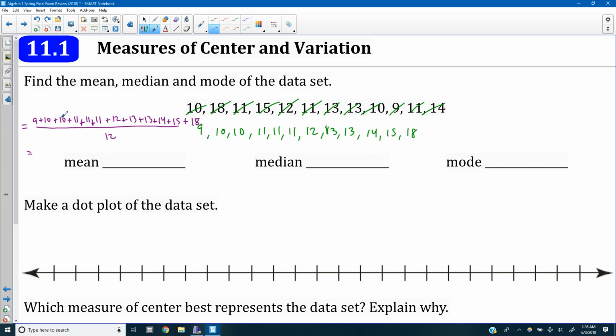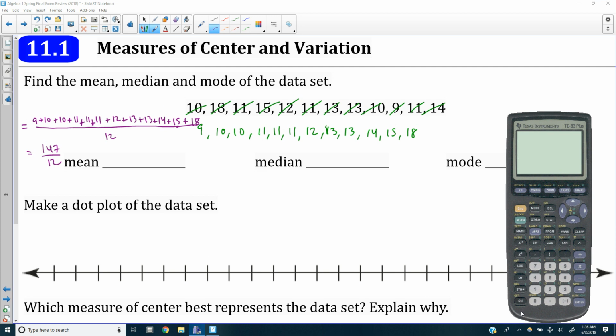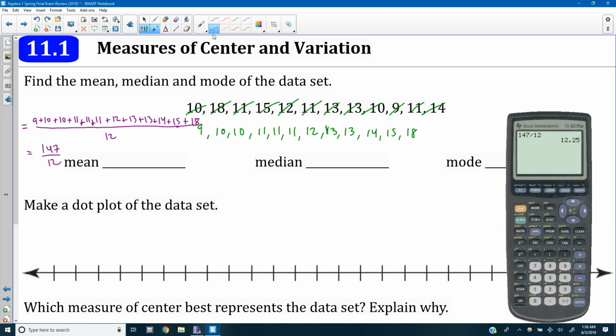So that's going to be 19, 29, 40, 51, 62, 74. I better not mess this up. 74, 87, 100, 114, 129, 147. 147 over 12. Now I'm going to go to the calculator because I was saying I don't have one. I just meant I'm not using one. So here we go. Let's do 147 divided by 12. We're going to get 12.25. So the average value of this is 12.25.